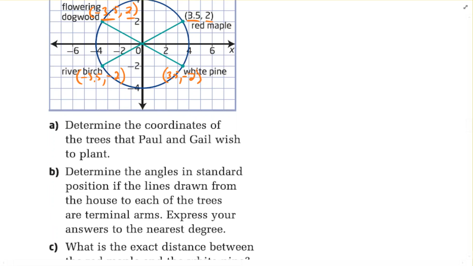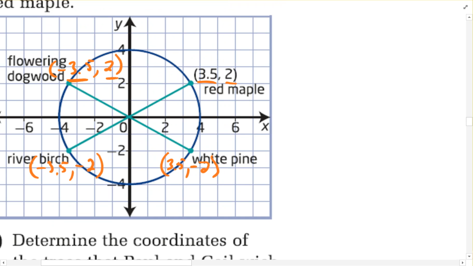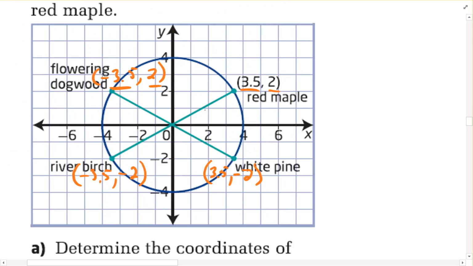Okay, so for B here now, it says determine the angles in standard position if the line drawn from the house to each of the trees are terminal arms. Express your answer in the nearest degree. All right, so what we got to do, I'm going to zoom in even a little bit more here. If we figured out what this angle here was, then that would be our reference angle for every one of these things, right? So let's figure out what that is. But first, let's draw a triangle out of this thing.